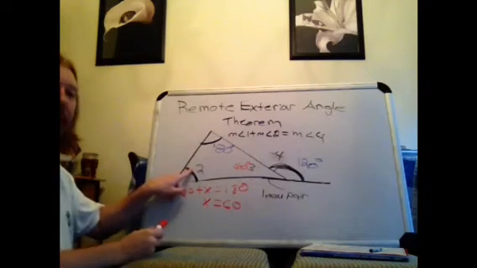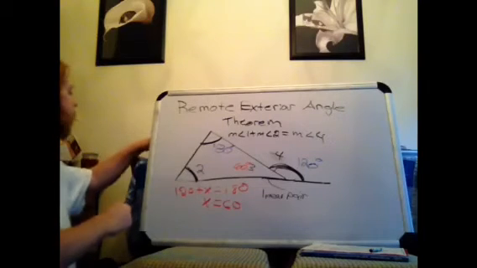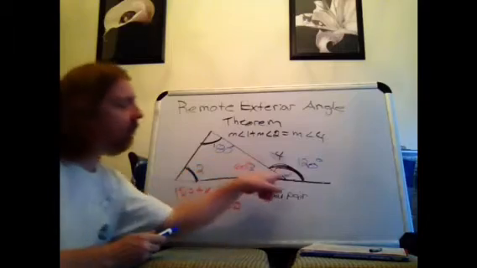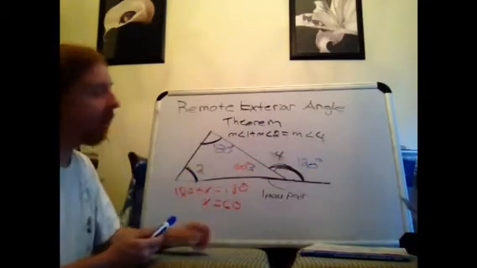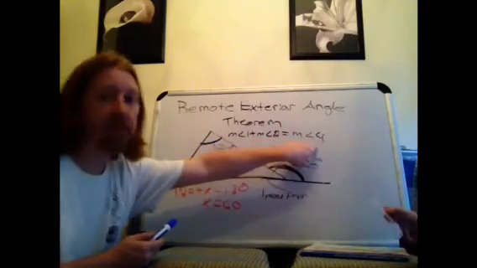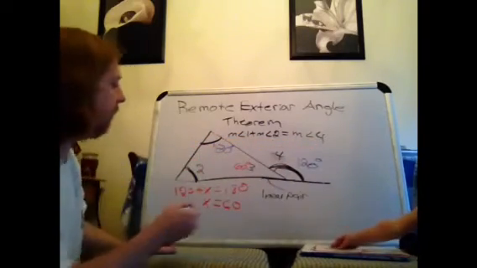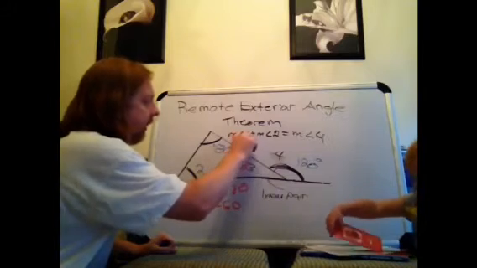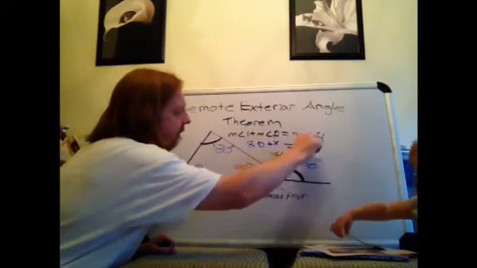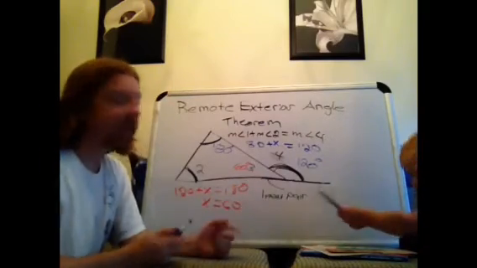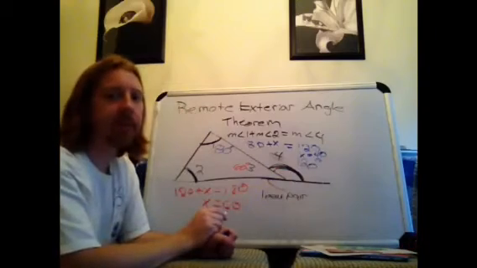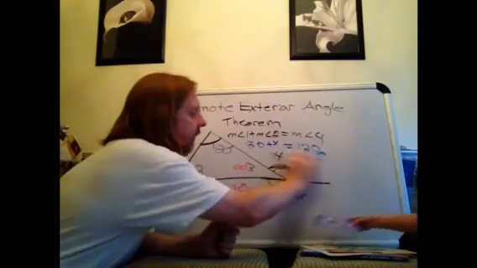So when I want to find out what angle 2 is, I can talk about how 2 plus 80 is going to equal 120. The two remote angles add up to the exterior angle. So I could write 80 plus x equals 120. Solve for x. X is 40. And that should make some sense when you think about it.